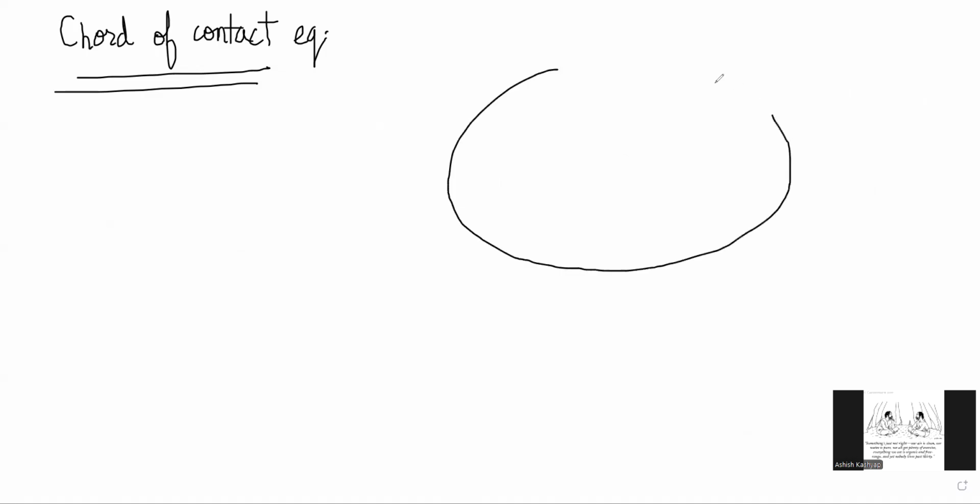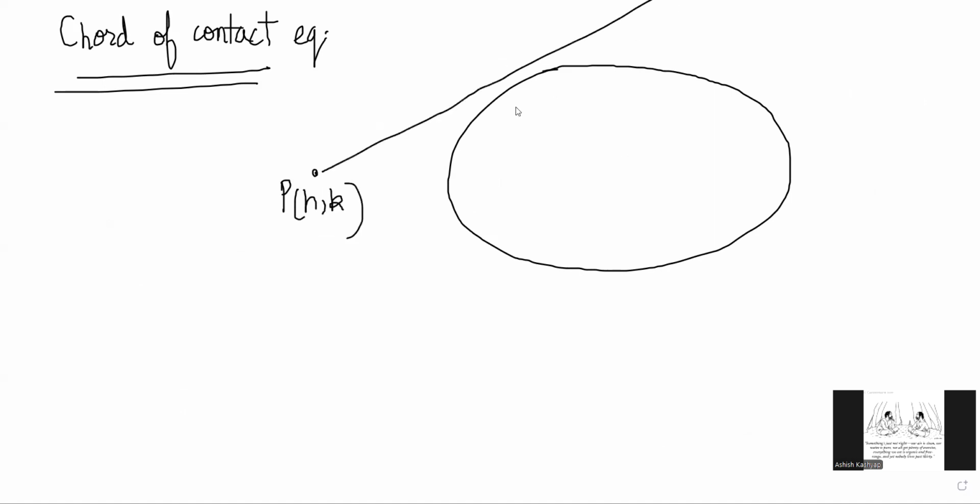So, chord of contact equation. The same way as we did it in parabola, in ellipse also the definition of chord of contact is simple. If you have an external point P, h, comma k, from here you draw two tangents to the ellipse. Let's say they meet at Q and R. The line joining QR is known as the chord of contact.